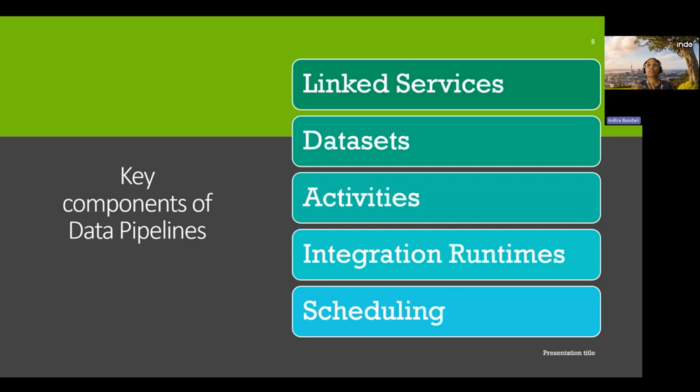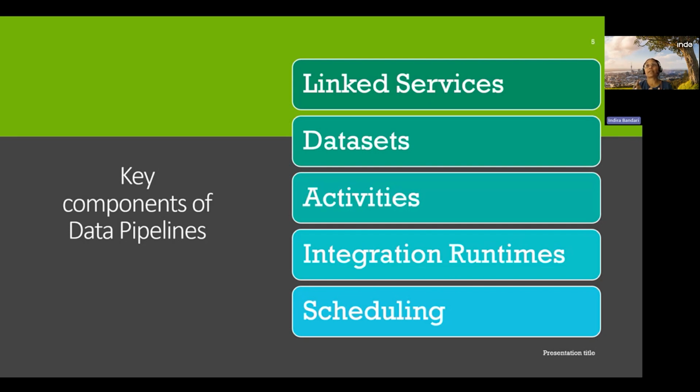Linked services is used to connect to either SQL Server sources, or Oracle sources, or blob sources, or even API connections as well. So to create the connectivity to the source and to the destination, we use linked services. And after creating the connection, we create something called data sets. Data sets is also a component of data pipeline.